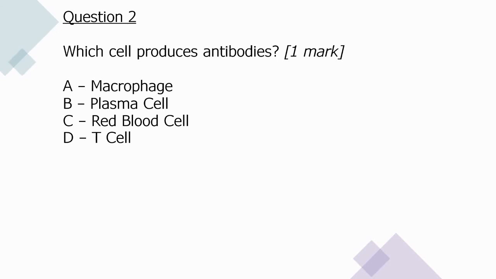So therefore we know that B is plasma cells, because when B cells are activated, they differentiate into clones which are B effector cells, and then it's these B effector cells which differentiate into plasma cells, and then the plasma cells are the cells that produce antibodies. So we can see our answer here.